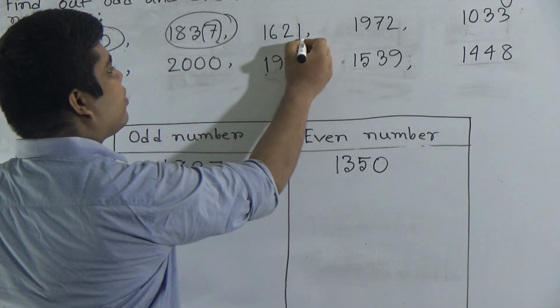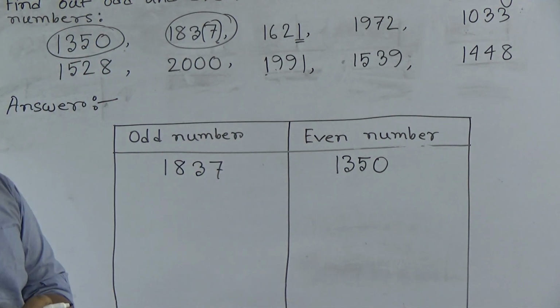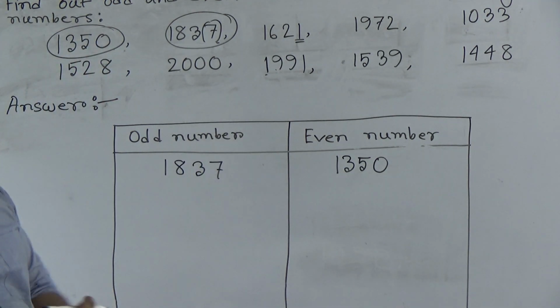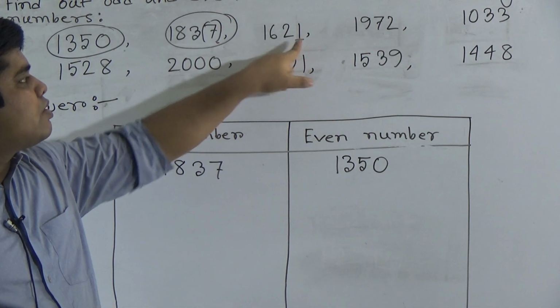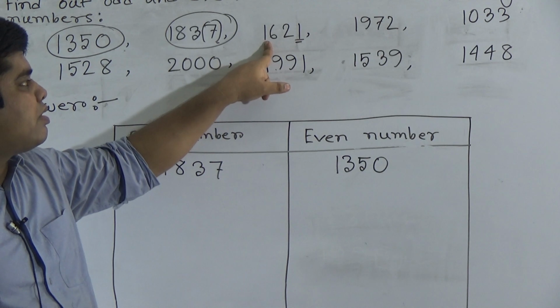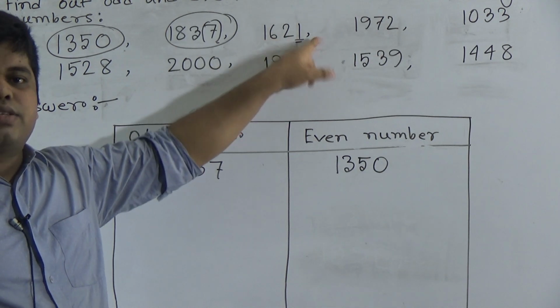1621. We notice only its ones place digit, that means ones place number. It is 1. 1 is the notation of odd number. So we can say the total number, that means 1621 is odd number.